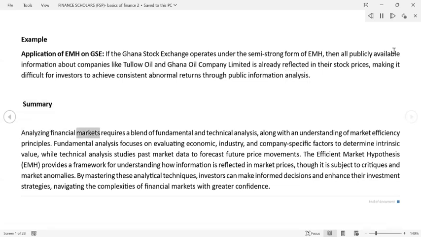Summary: analyzing financial markets requires a blend of fundamental and technical analysis, along with an understanding of market efficiency principles. Fundamental analysis focuses on evaluating economic, industry, and company-specific factors to determine intrinsic value, while technical analysis studies past market data to forecast future price movements.